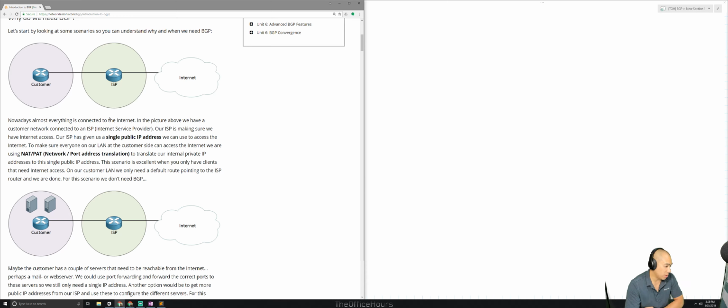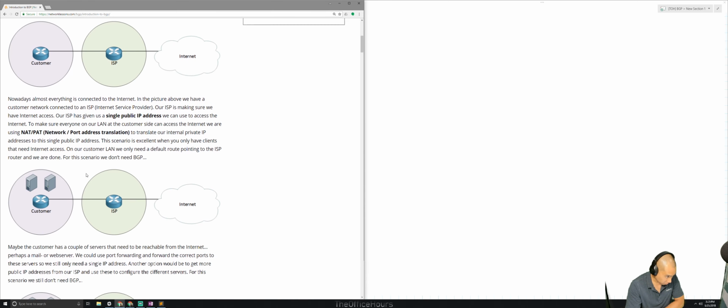To make sure everyone on our LAN at the customer side can access the internet, we are using network address translation or port address translation to translate our internal private IP addresses to the single public IP address. This scenario is excellent when you only have clients that need internet access. On our customer LAN, we only need a default route pointing to the ISP router, and we are done. For this scenario, we don't need BGP.